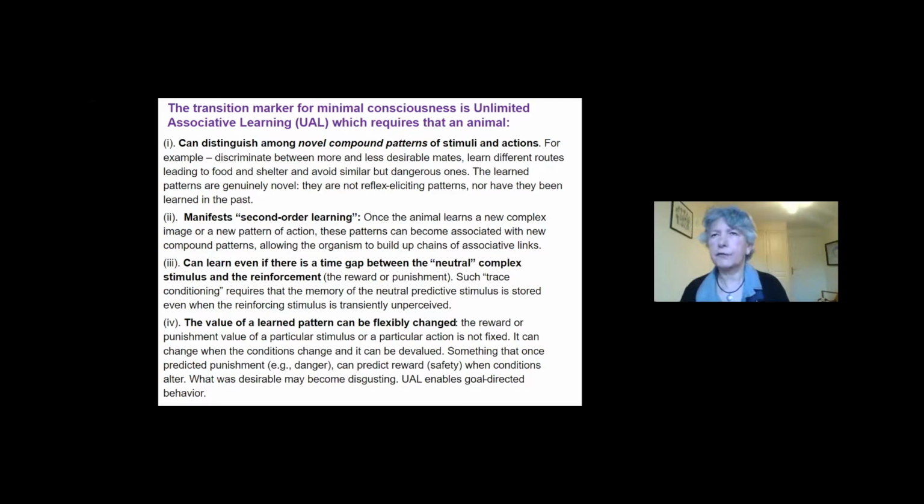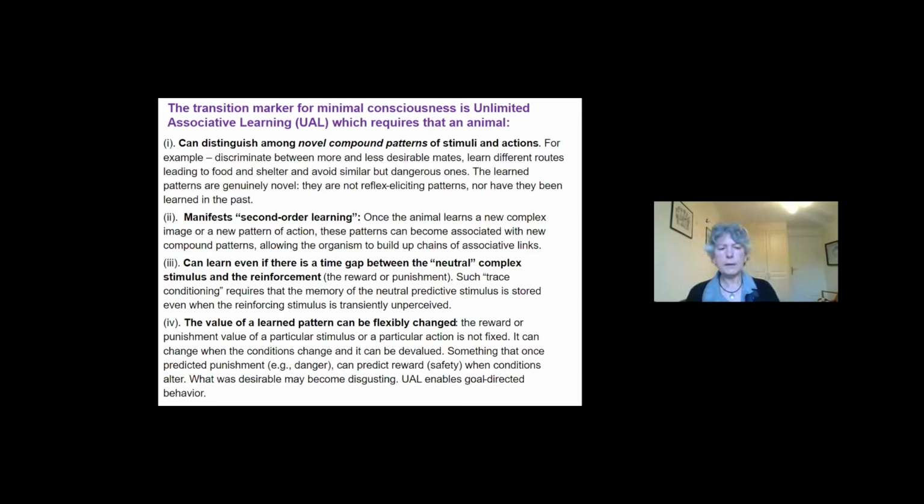So for example, this is called trace conditioning. Even if there is some kind of compound pattern of sounds that predicts that something good or bad will happen, and there is a time gap between the predictive pattern that you hear and the actual reward or punishment, you are able to learn this. So you have to have something like working memory. You have to keep it in mind.